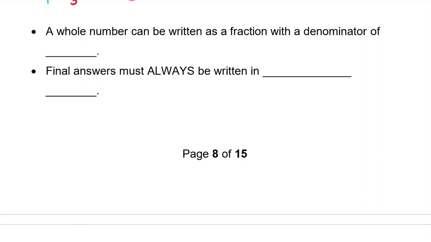Improper? I would just leave it improper. There will be mixed numerals in some questions, but we don't have to ever turn them back into mixed numerals at the end. Okay, next one, dot points. A whole number can be written as a fraction with a denominator of 1. That's going to come in handy for a few questions. There'll be one coming up in a minute. Final answers must always, capital letters there, always be written in simplest form. We have to make sure we've simplified everything down as much as possible.